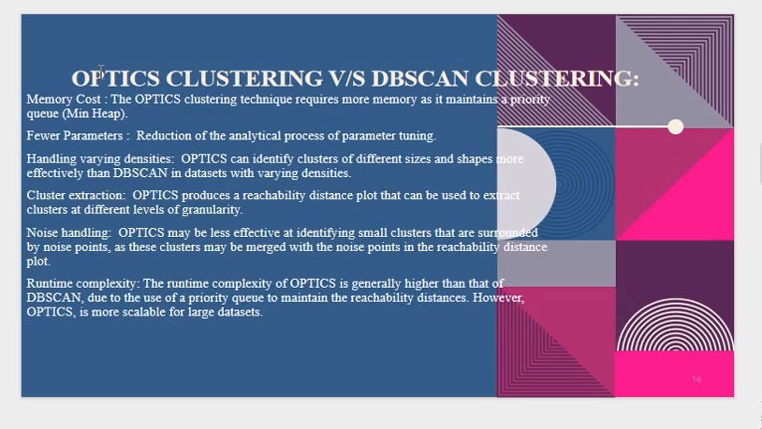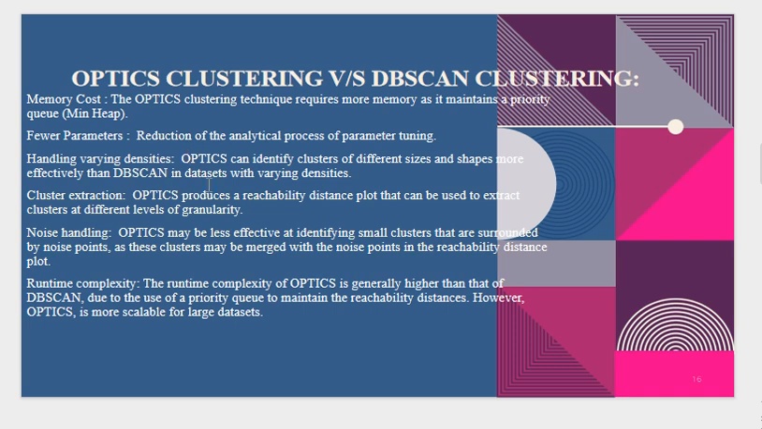Now we are going to see the difference between OPTICS clustering and DBSCAN clustering. The memory cost for OPTICS clustering will be more than for DBSCAN clustering, and OPTICS clustering requires a few more parameters than DBSCAN clustering. But because of the parameters and the way it runs, the analytical process is a little less. OPTICS can identify clusters of different sizes and shapes. Even DBSCAN can, but this is even more advanced.